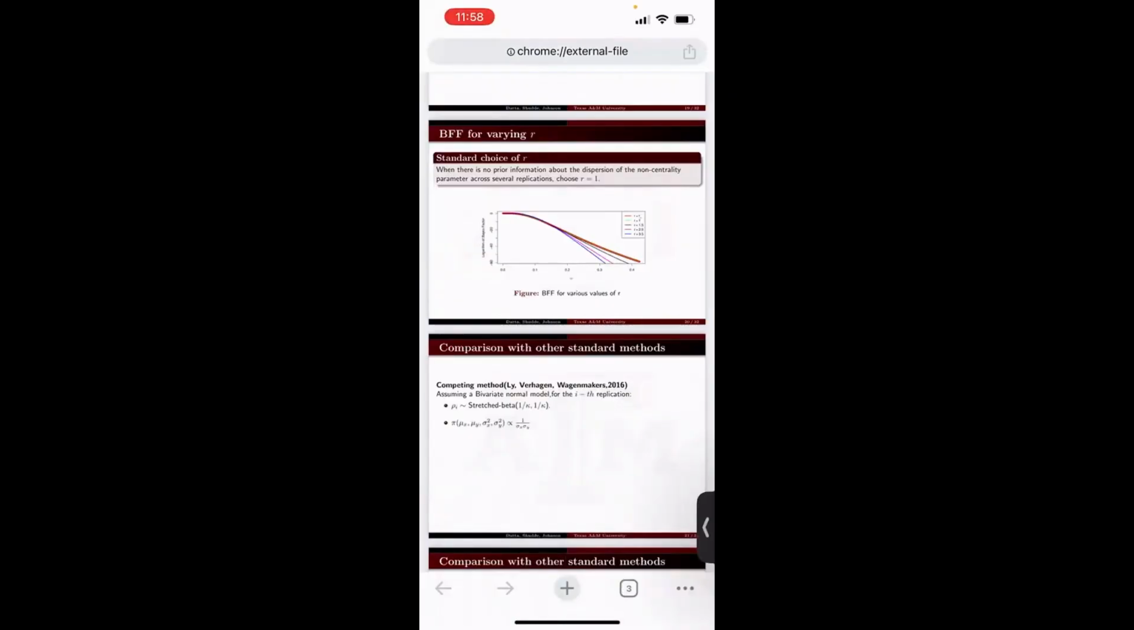These are very close estimates because in most of the cases here, the MAP estimate of R was 1. So that's why these lines overlap. And these are the values for the other estimates of R. As you can see, the Bayes factor functions corresponding to the MAP estimate of R and R equals 1 give the maximum evidence.